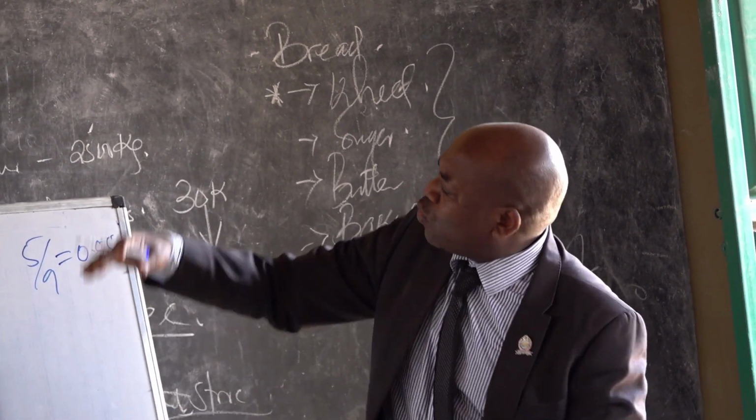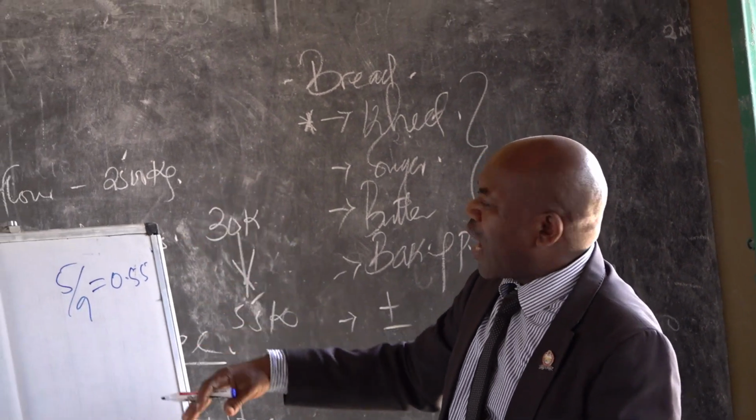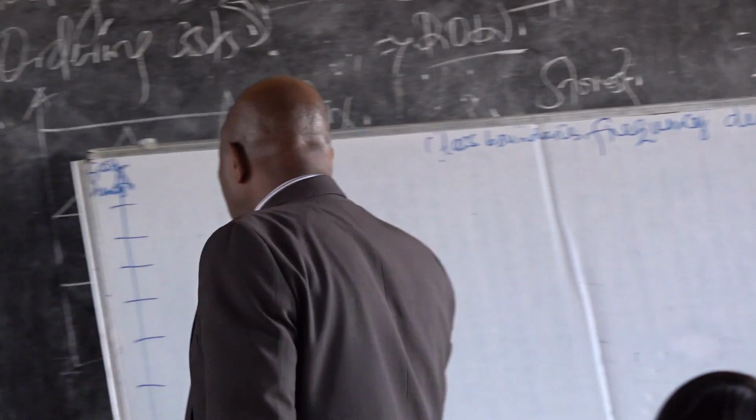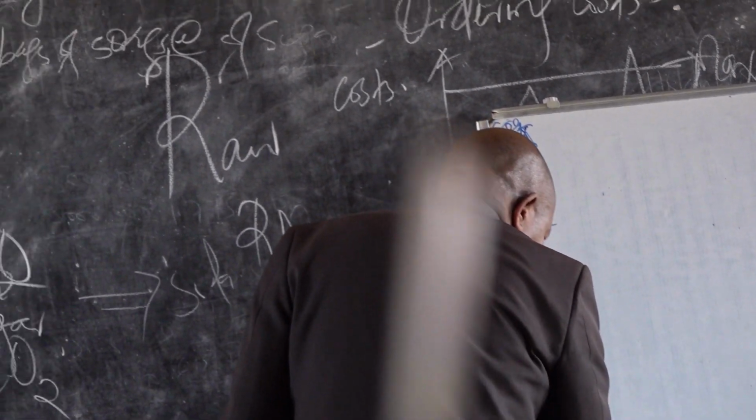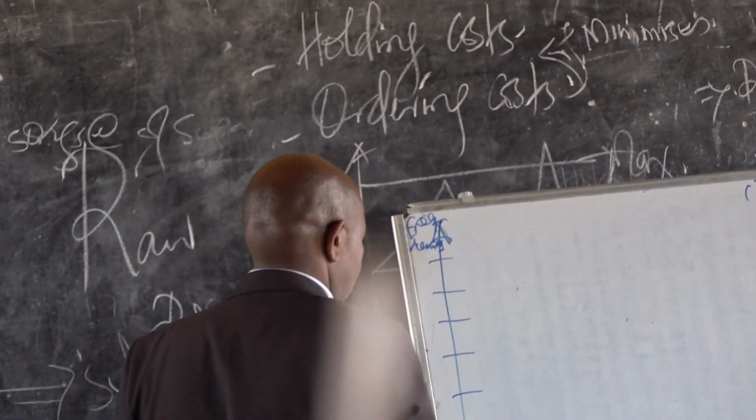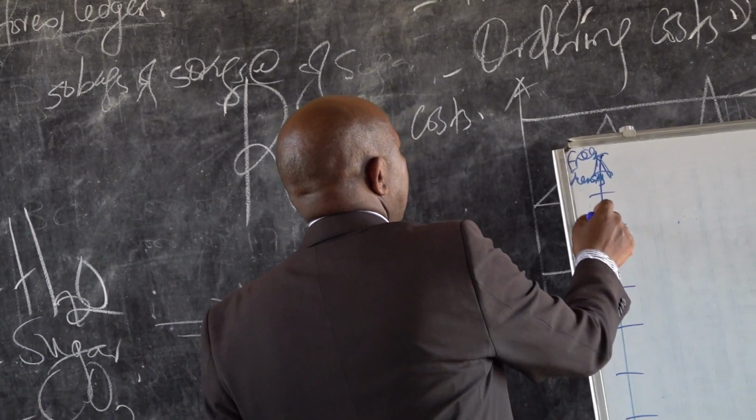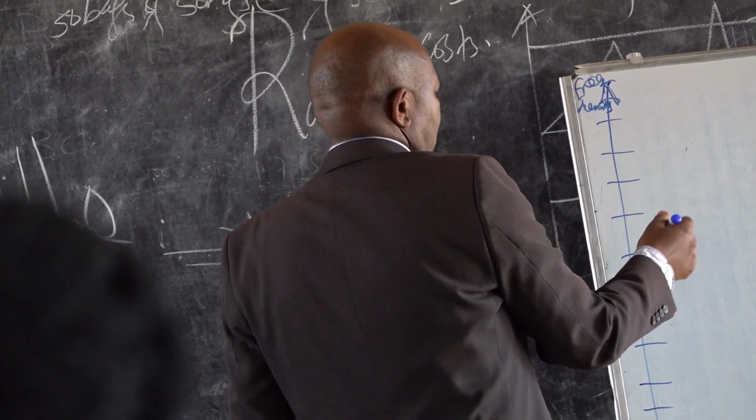But if I have 12, I will have more. Let me add 1 here and 1 here. Those are 12: 1, 2, 3, 4, 5, 6, 7, 8, 9, 10, 11. Can I make them 12?